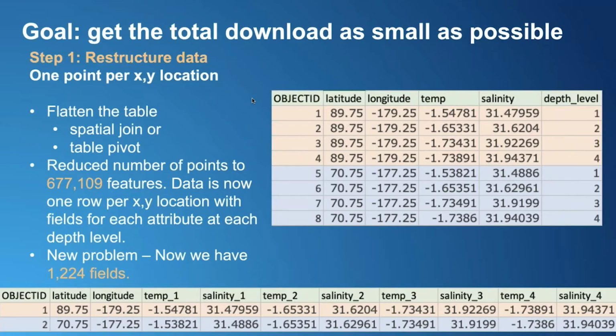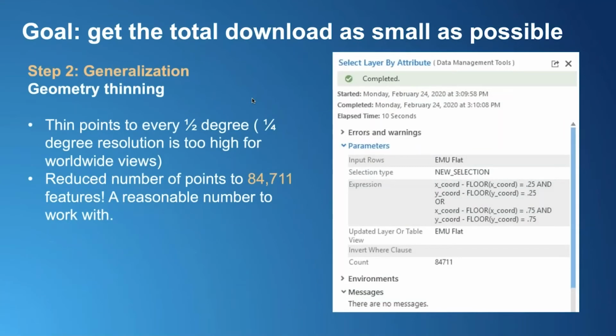But it also introduces a new problem. We have 102 times the number of fields. We have 1,224 fields, and the hosted feature service limits us to only 1,024. So we had to do something else. But because the 677,000 was still too much, we decided to thin these points out because that resolution seemed much too fine. We wanted to make it a little coarser. So the thought was, let's thin them. Let's only display points at every half degree. So we'll remove everything else.